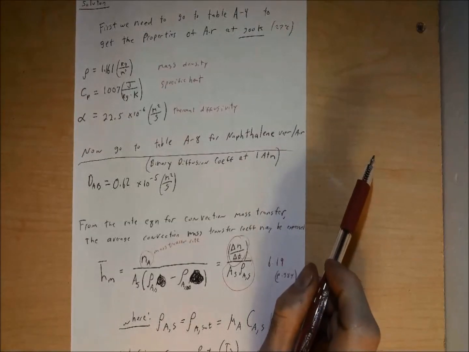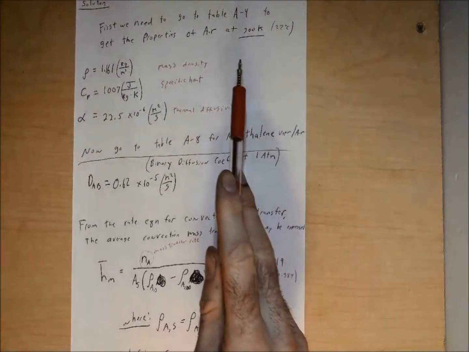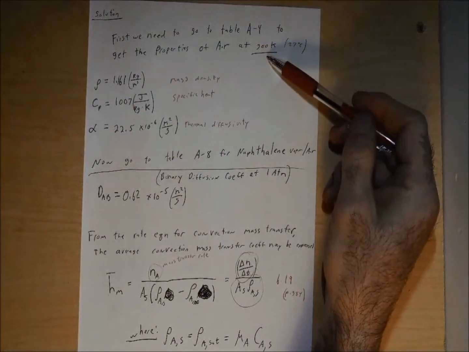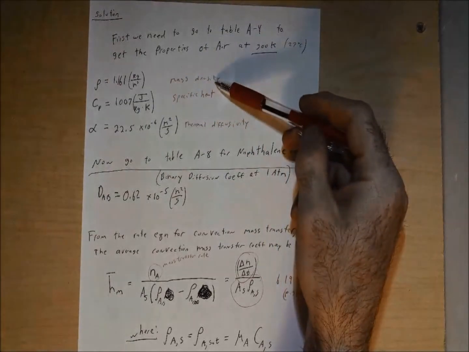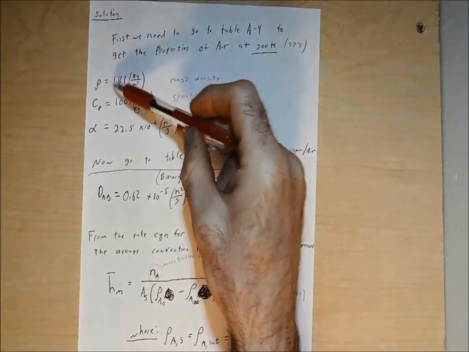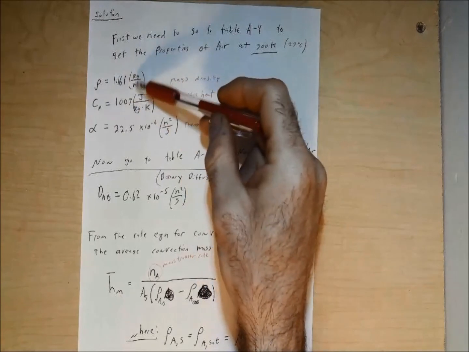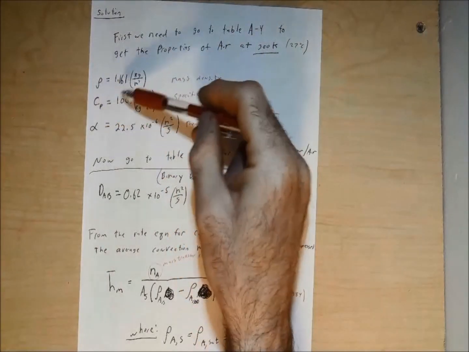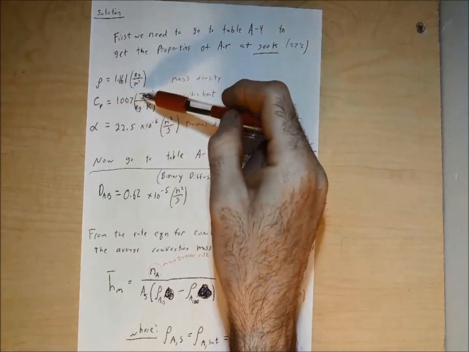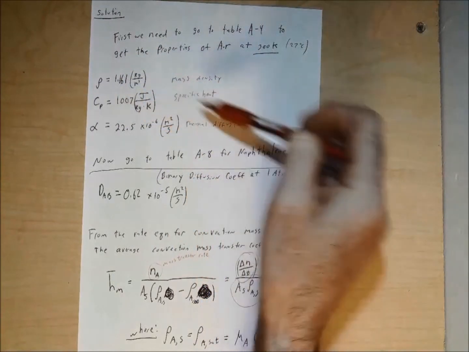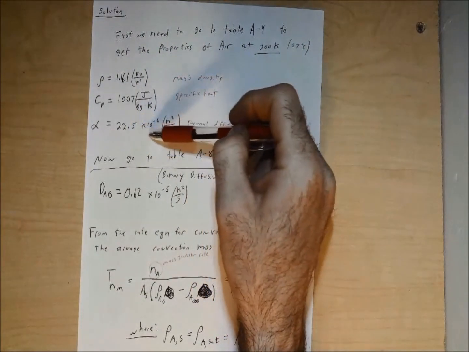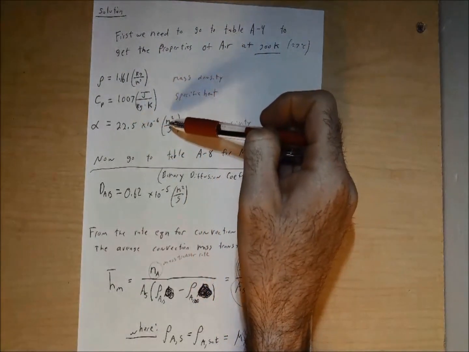So now we've had a chance to get the information from tables A4 and A8 in our textbook. Again, we looked up A4 at a temperature of 300 K. We're able to get our mass density here. Rho is equal to 1.161 kilograms per meter cubed. Our specific heat we found is C sub P equal to 1007 joules per kilogram times Kelvin, and our thermal diffusivity is equal to 22.5 times 10 to the negative 6 meters squared per second.